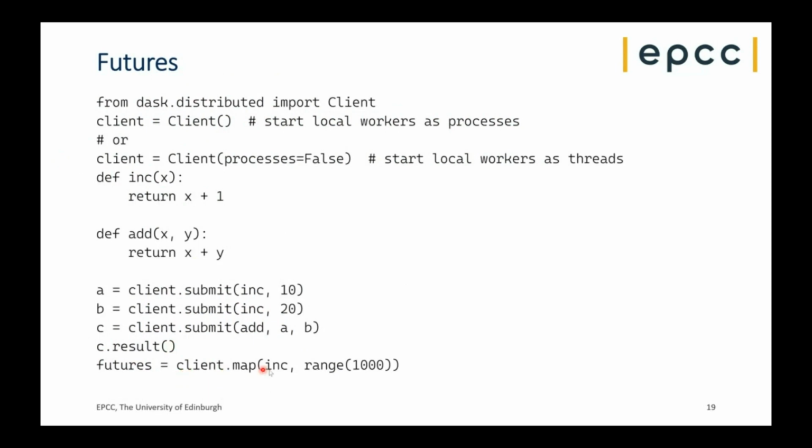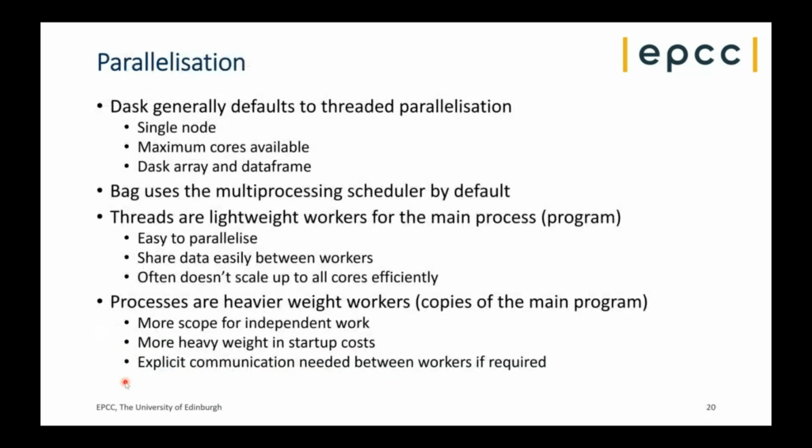Likewise, I can also say actually submit this function here, inc, but to 1,000 different inputs, and then just collect all the results together here, and I can use them later. So that can let you build some more functional task graphs.